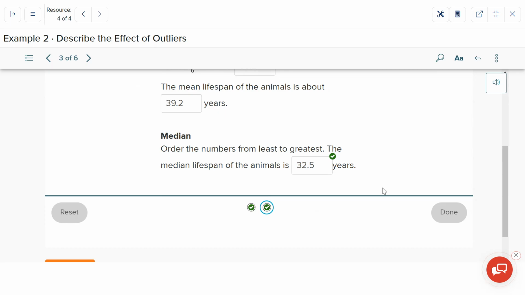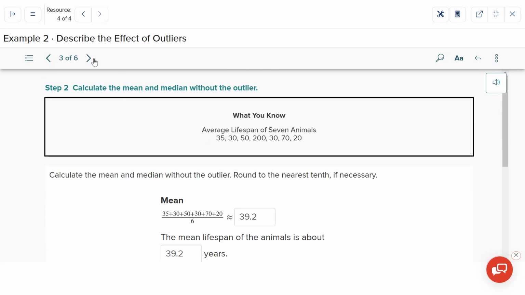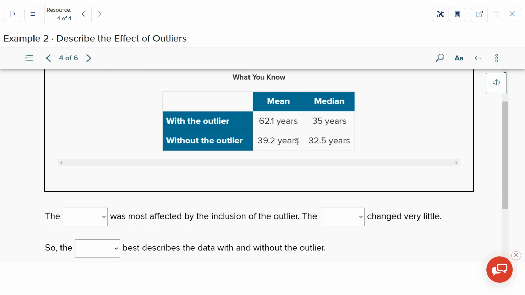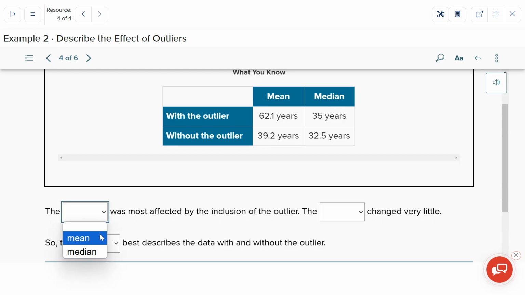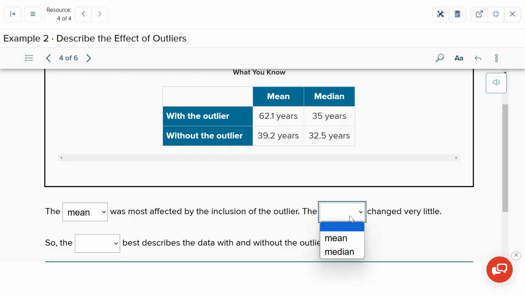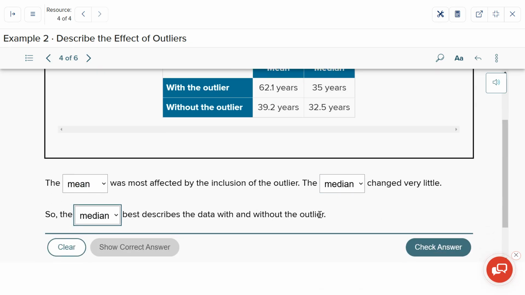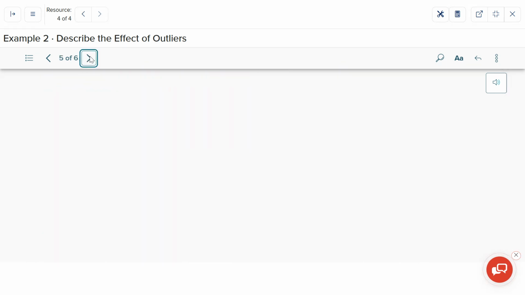Awesome. Okay, so then we can compare these two situations. Without the outlier, we have a much, much lower mean here and a slightly lower median. It's way less dramatic; the mean is almost half. So the mean was most affected by the inclusion of the outlier. The median changed very little. So in this case, the median is going to describe the data better, regardless of if you take the outlier out or not.